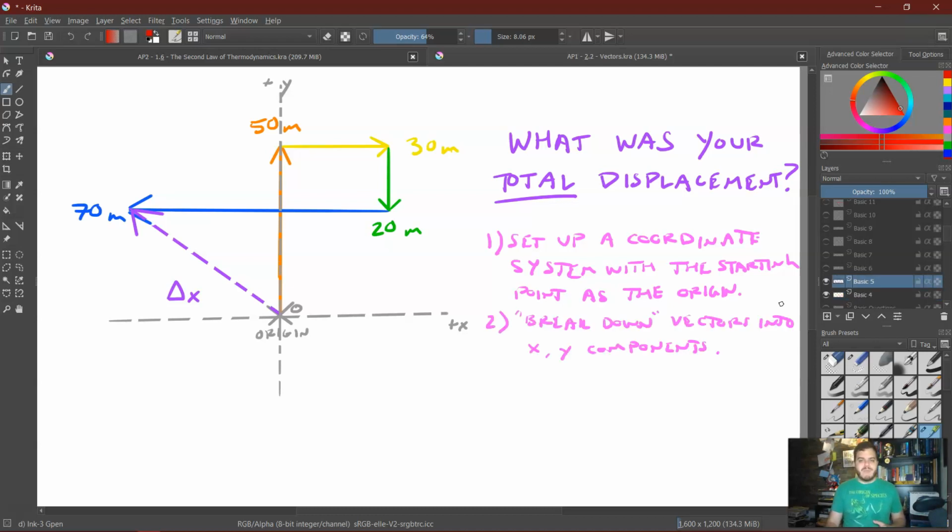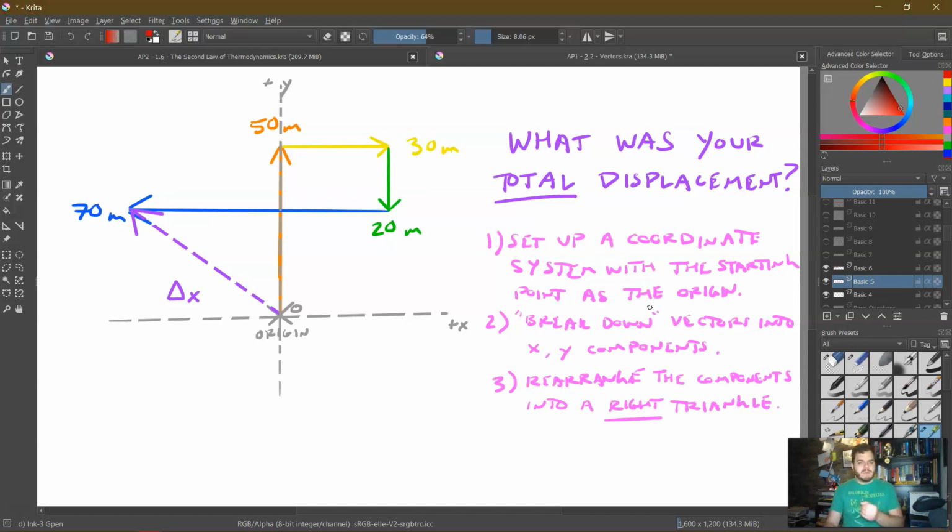Now, I'm going to break down, or decompose, my vectors into x and y components, or horizontal and vertical components. Lucky for us, in this particular example, our four vectors, the orange, the yellow, the green, and the blue, were already in horizontal and vertical directions. None were a combination of the two, so we can skip this step for now. Now I'm going to rearrange the components, in other words the various vectors here, into a right triangle where the hypotenuse will be my resultant.